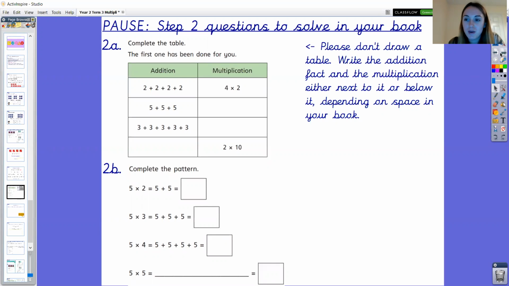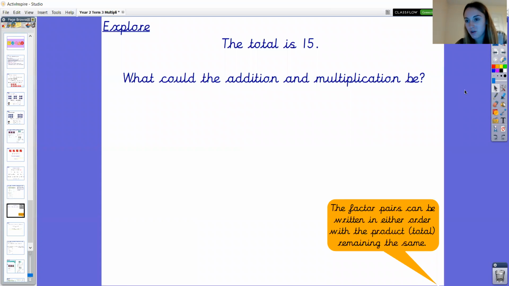Okay, let's move on to exploring our step 3 star question. So it says the total is 15. What could the addition and multiplication be? Please pause the video here and have a conversation at home first before we explore this together. Well done, Year 2. So let's have a look together.